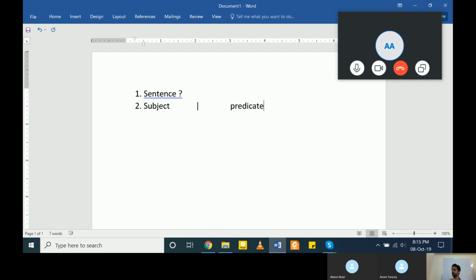Clear about it? Okay. Now we are moving forward and going to discuss the types of sentence. Number one, we discussed the difference between a phrase and a clause. Now we are going to discuss.